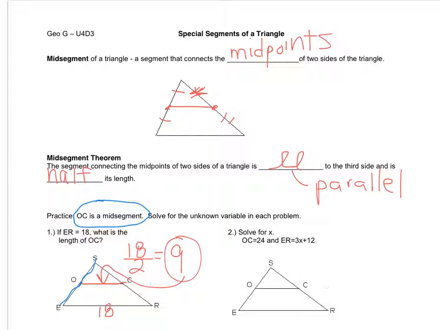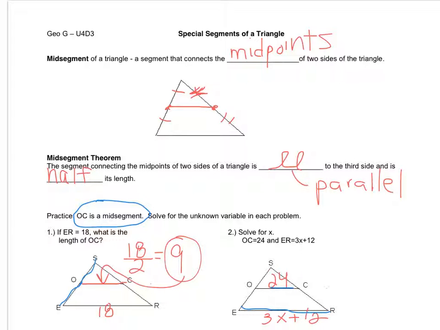With number 2, this is where we apply algebra to our geometry theorems. We know that OC is 24. We know that ER is 3x plus 12. So what we want to do is determine first what is the length of ER. We know that our midsegment is 24. We know that the third side of the triangle is double our midsegment.